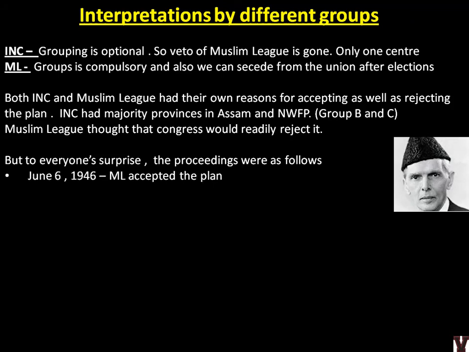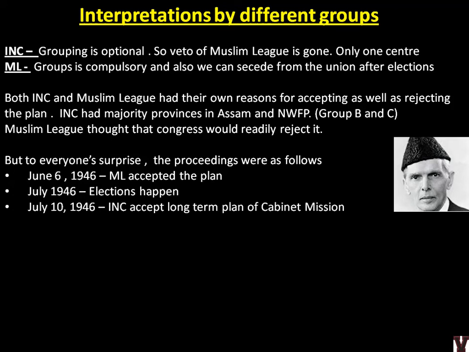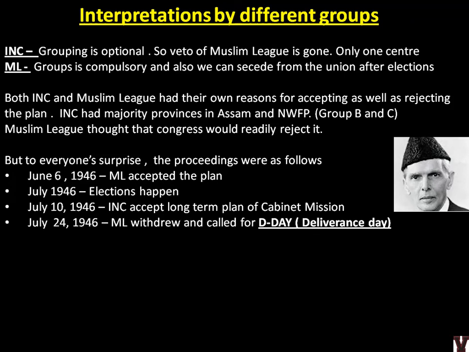June 6, 1946, the Muslim League will accept the plan because they think they have the power to secede. July 1946, elections will happen, the provincial elections. July 10, 1946, INC also accepted. They accepted, okay, the long term of the cabinet mission plan can be accepted, and then after forming the constitution, we will draft accordingly and form the proper structure. But again, in 1946, Jinnah again withdrew from it. Okay, the Muslim League withdraws, and it is called the D-Day or the Deliverance Day, which is called one of the biggest communal riots of that time.